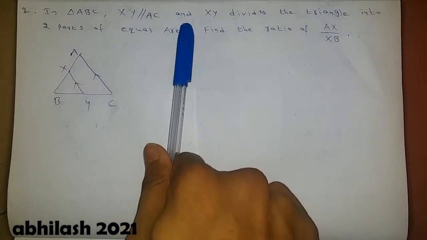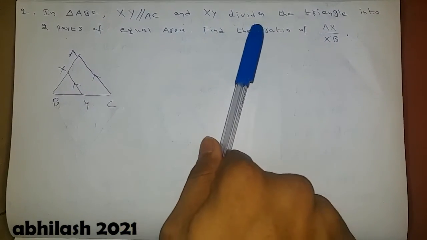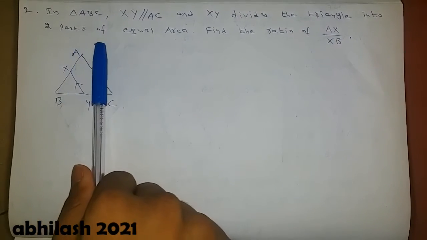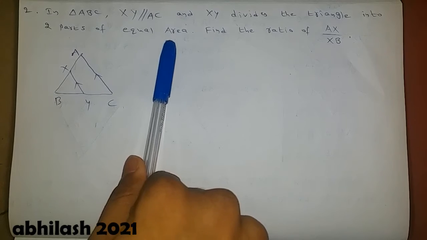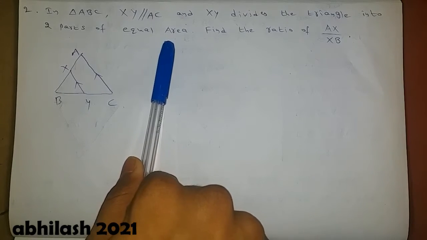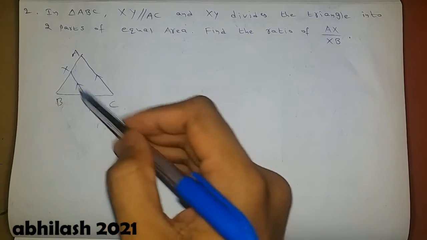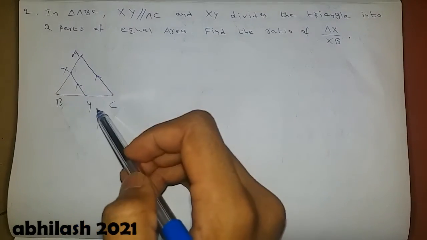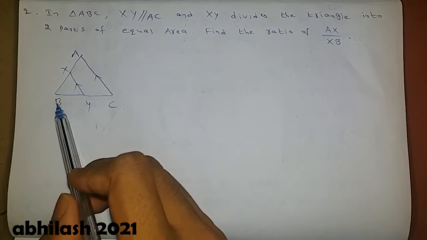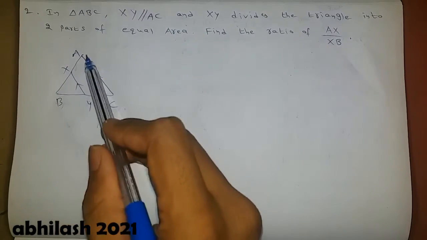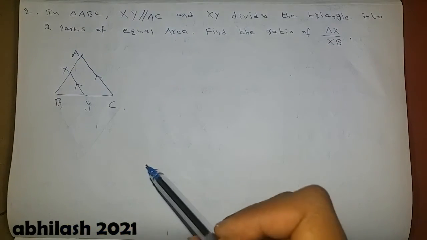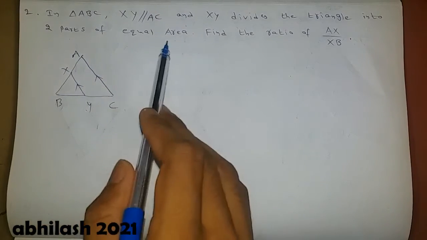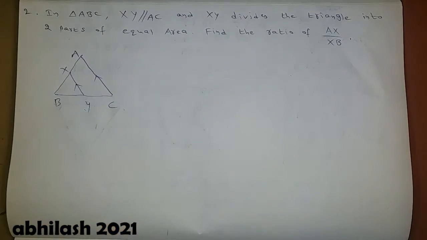Next, XY divides the triangle into two parts of equal area. This XY line is dividing the total triangle into two parts. One is this BXY part and one is the AXYC quadrilateral part. Then it is clearly mentioned that those two parts are of equal area.